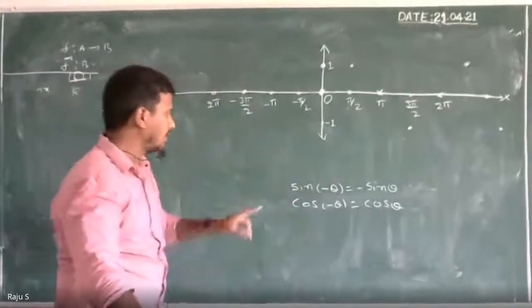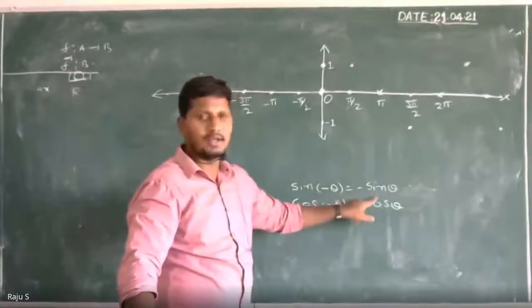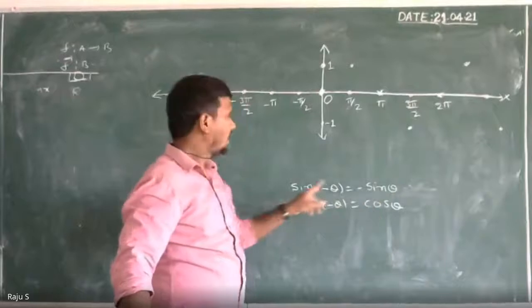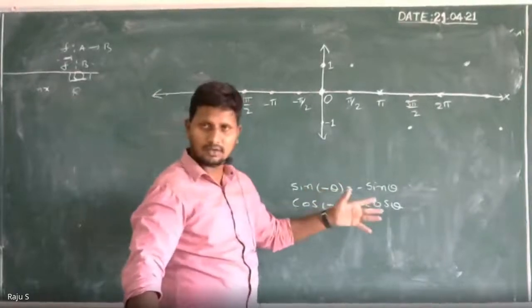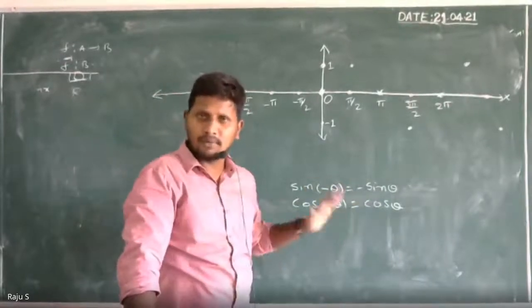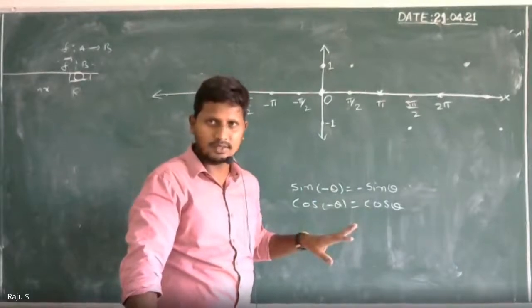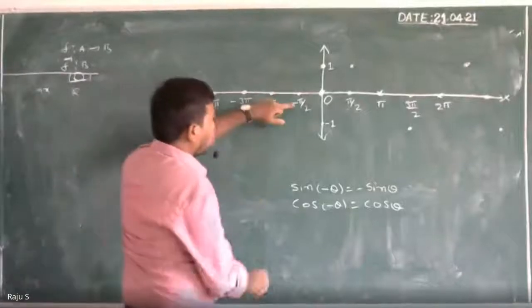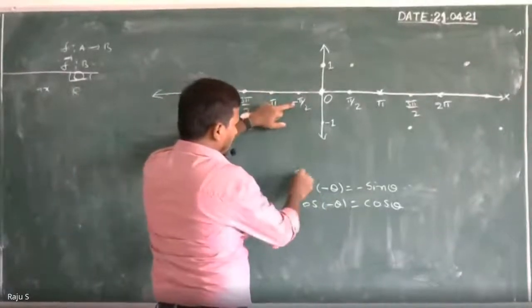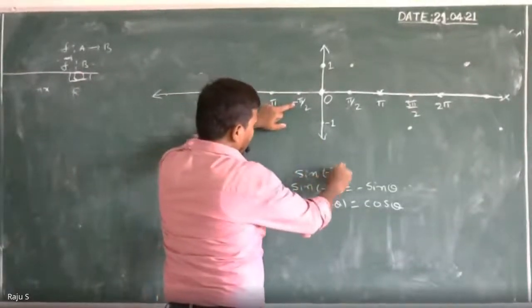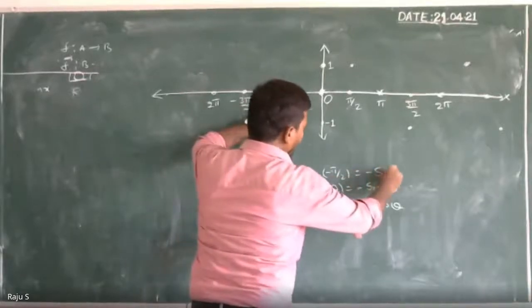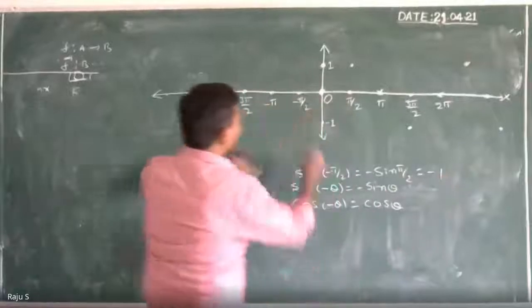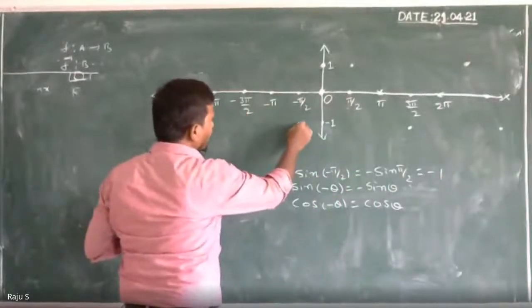Odd function means sine of minus theta is minus sine theta, tan of minus theta is minus tan theta, cot of minus theta is minus cot theta, cosecant of minus theta is minus cosec theta. Fine, clear? So if I take theta value as minus 90, this is equal to minus sine 90. Sine 90 we know is 1, so the answer is minus 1.